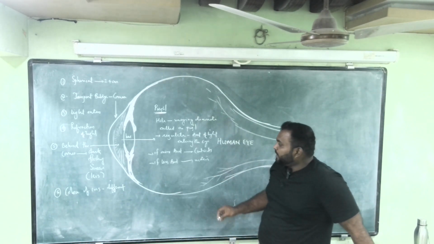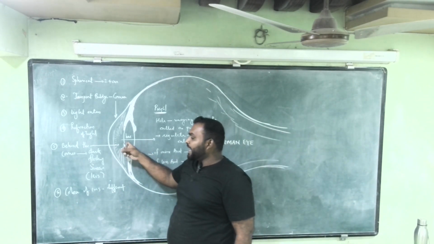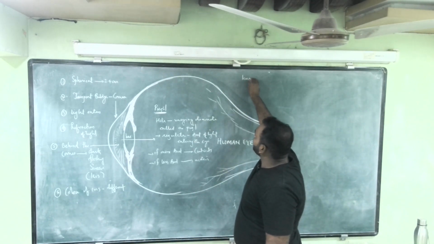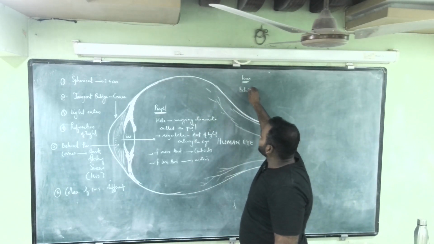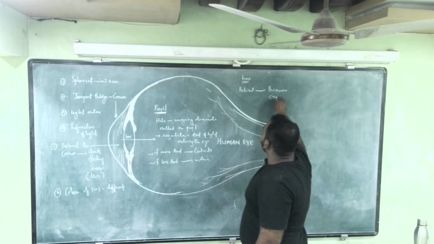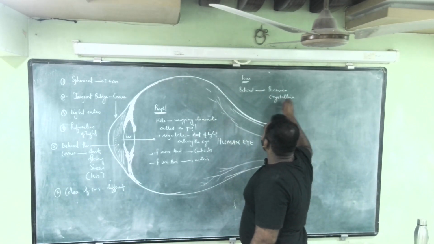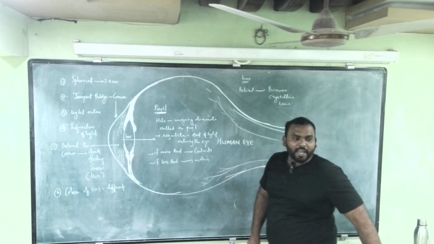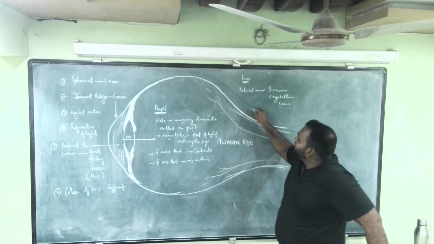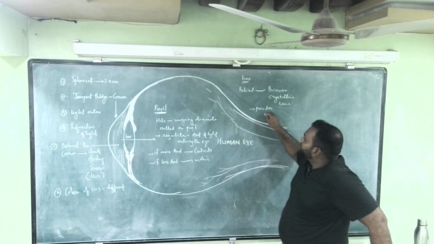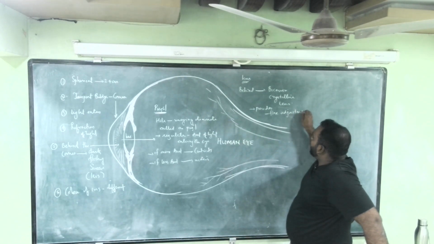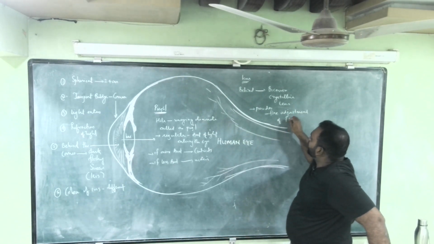Now, behind this pupil, there is a biconvex crystalline lens. Okay? So, behind the pupil, what do you have? There is a biconvex crystalline lens. Now, what this lens does, the lens provides fine adjustment of focal length. Now, what is fine adjustment of focal length?